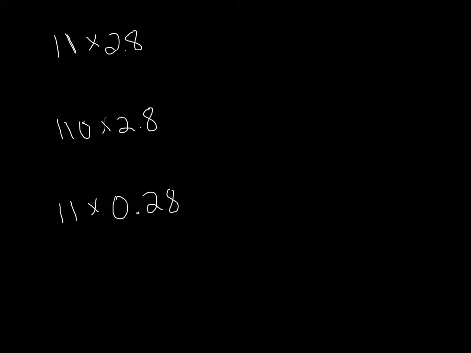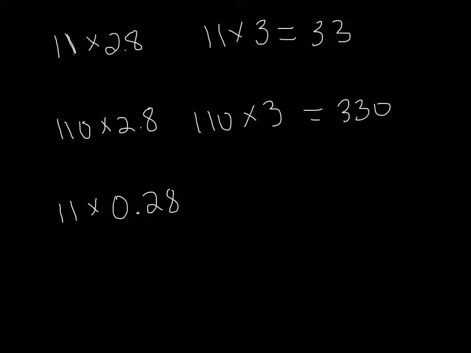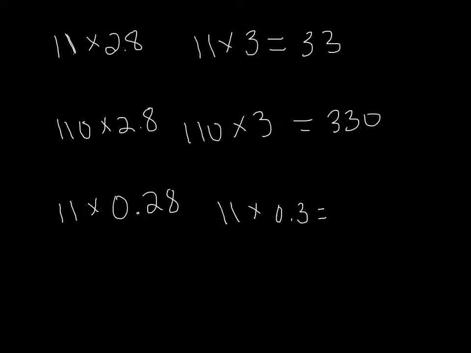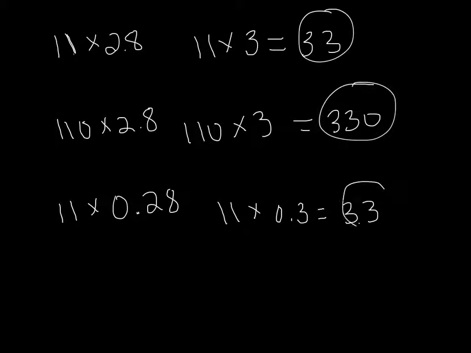Just as we did in our warm-up, we can estimate 11 times 2.8 is close to 11 times 3, which would be 33. We could do the same thing with 110 times 3, which would be 330. And we could do the same with 11 times 3/10, which would be 3 and 3/10. So we just found an estimated answer for each of these problems.